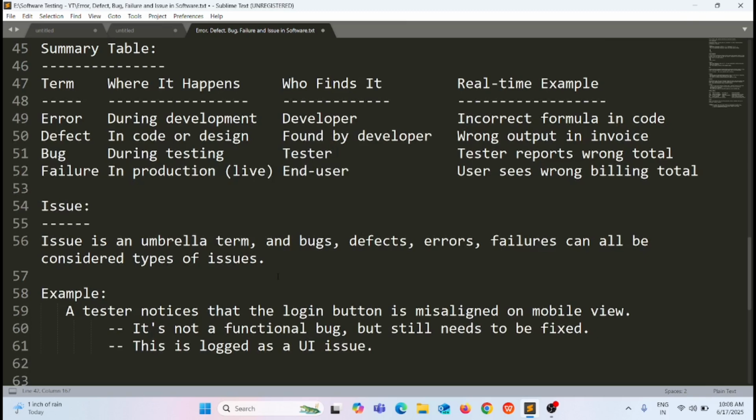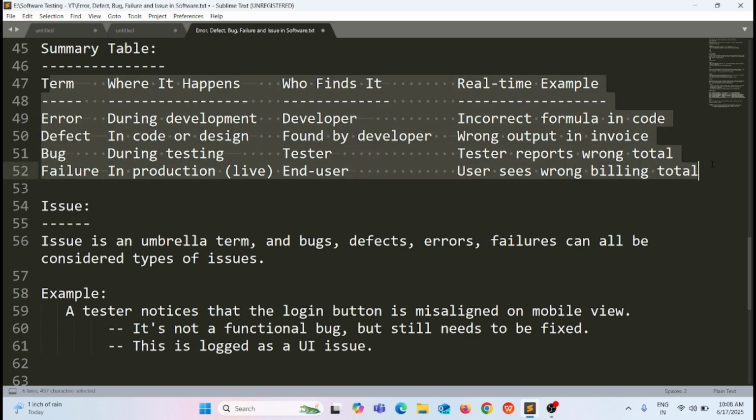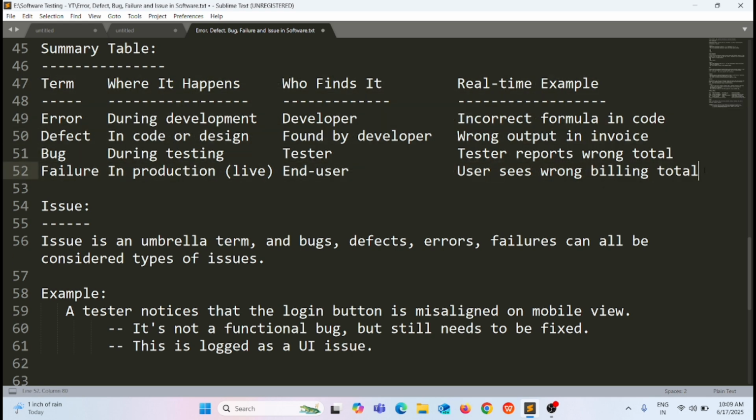Then we have one summary table showing where the error happened, who found it, and the real-time example. For an easy perspective, as a cheat code, you can note it down. Then, issue is the umbrella term. Umbrella term means things under an umbrella. Let's say issue is an umbrella. Under the umbrella, bugs, defects, errors, failures, all these types are present. So defect, error, bug, failure are all types of issue. And this is the real-time example.